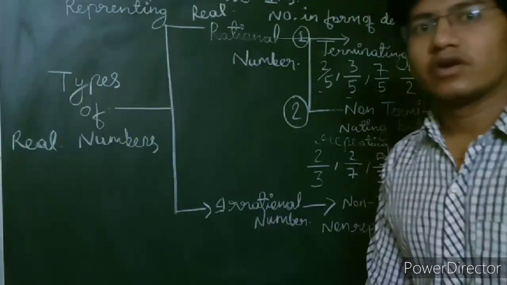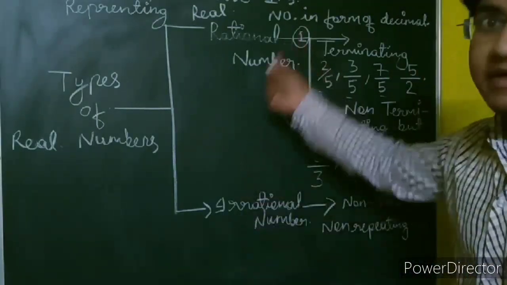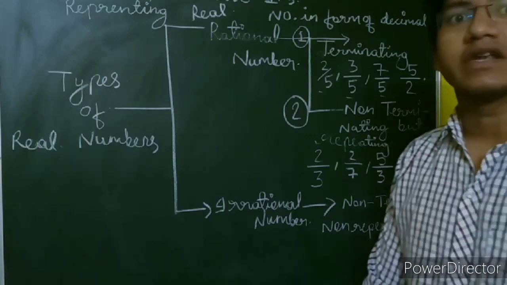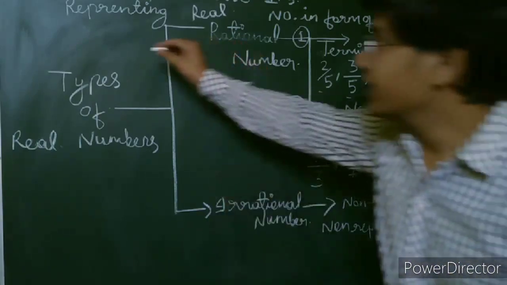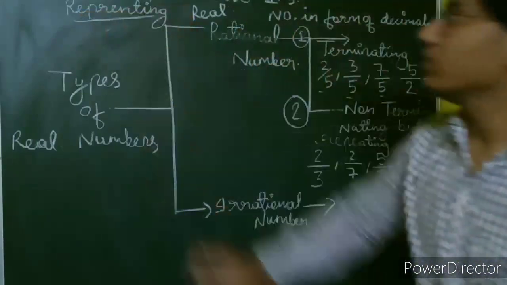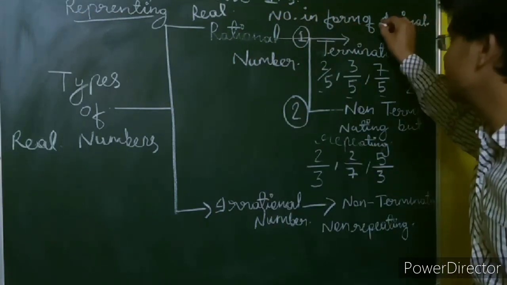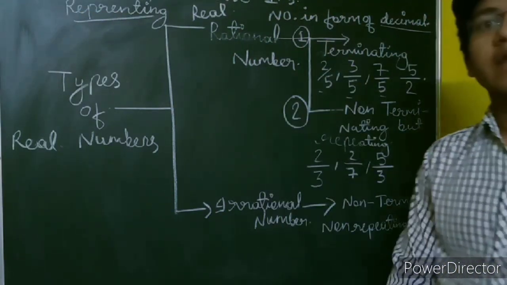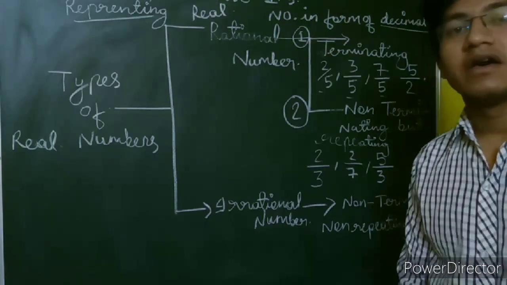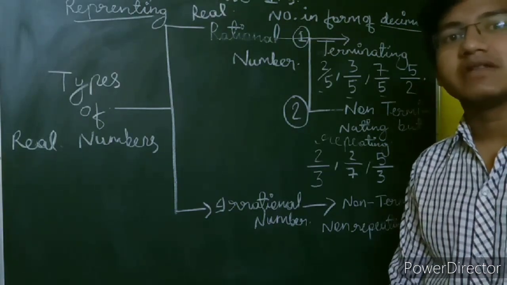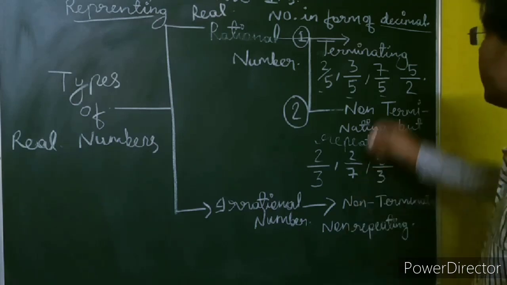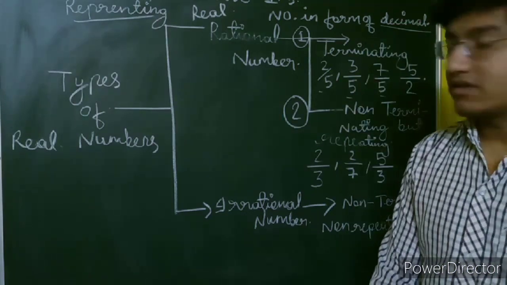Hello students, today we are going to complete basics of exercise 1.3. In this exercise we have to learn about representing real numbers in the form of decimals. Representing real numbers in decimal form means we have to represent real numbers using a decimal point.